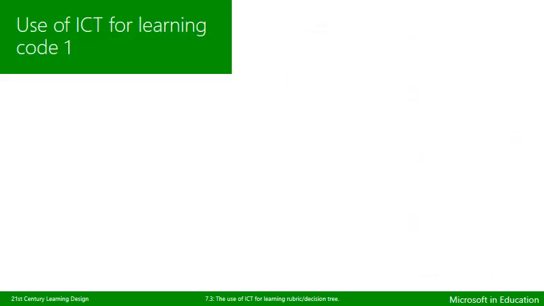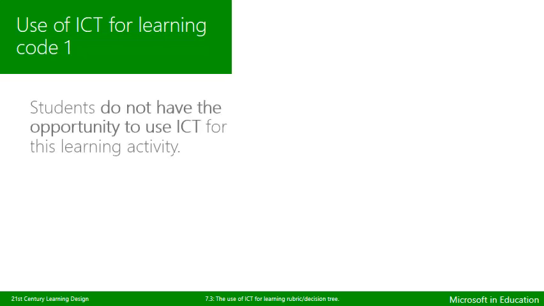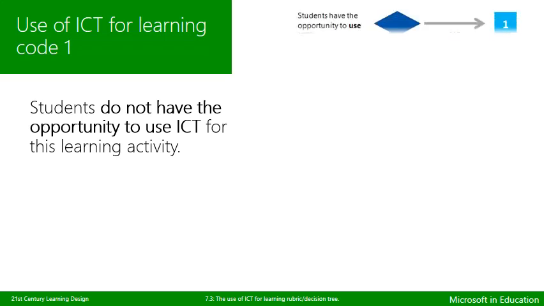So let's look at the use of ICT for learning decision tree. The first question asks if the students have the opportunity to use ICT in the learning activity. If the answer to this question is no, then the learning activity is coded as a 1. In this case, students do not have the opportunity to use ICT for this learning activity.